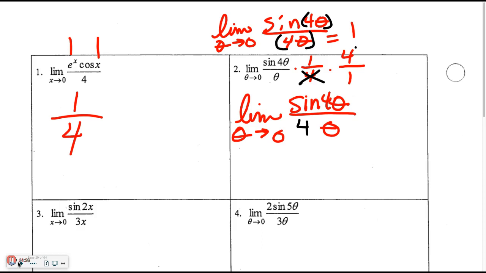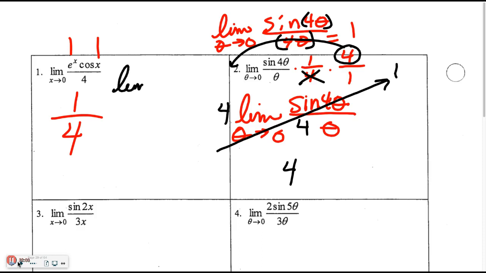And we learned, I think it was a couple days ago, that constants can come out front. Did that one nice and slow. So, what am I going to say this goes to? Because we saw 1. We saw it on our calculators. That's a 1. The answer is 4. Now, if this had been a 5 theta over theta, guess what the answer would be? 5.